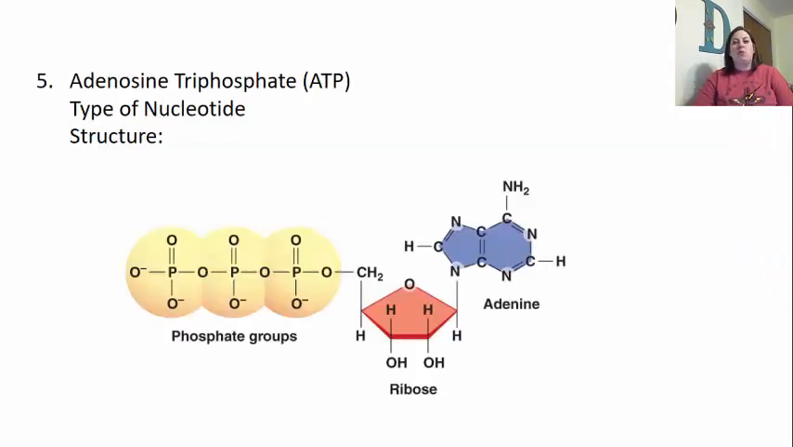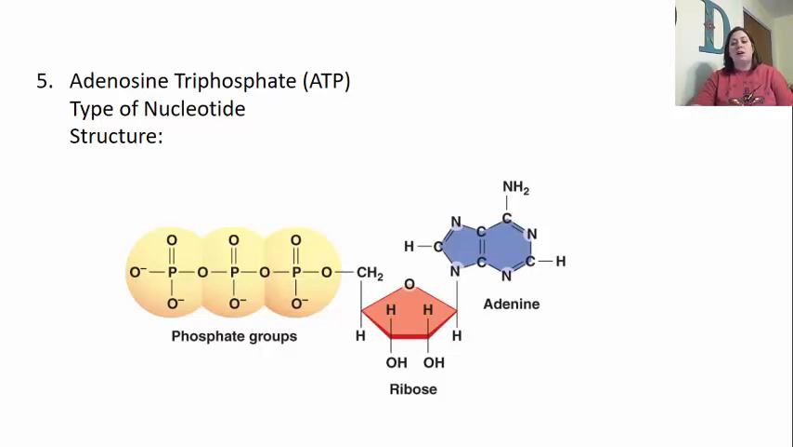Another structure that's important that is very similar to a nucleic acid is ATP, also known as adenosine triphosphate. This is a type of nucleotide. Its structure is going to have a ribose sugar with an adenine, and it's going to have 3 phosphates. This is why it's called triphosphate, because it has 3 phosphates.